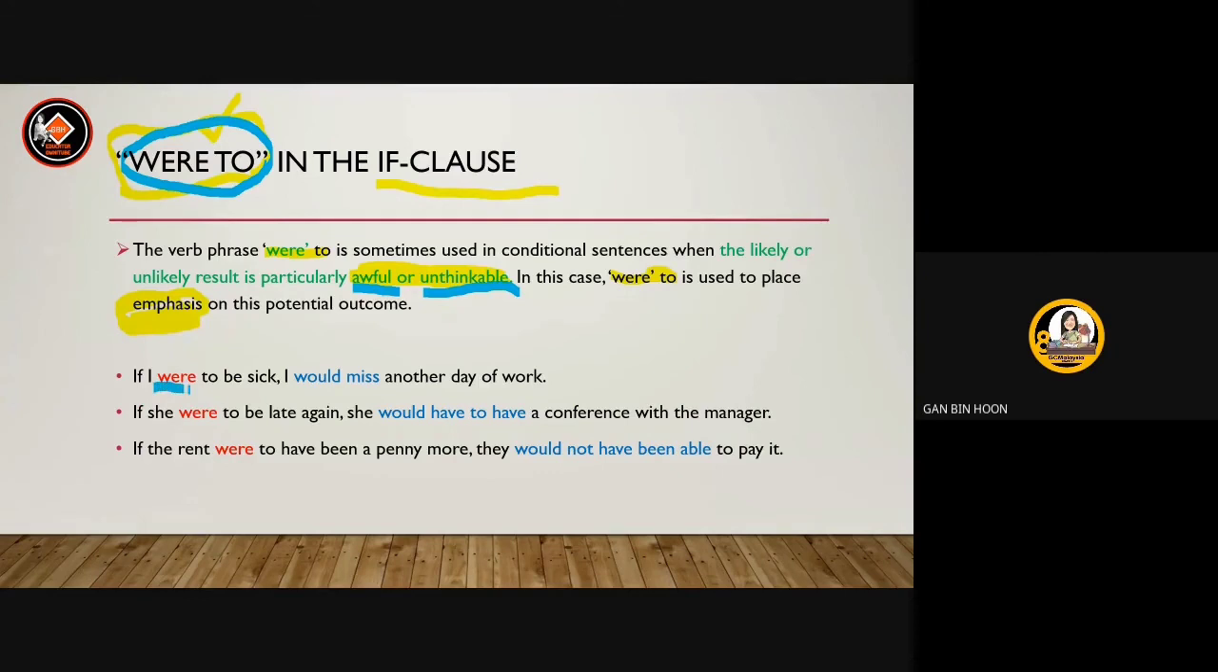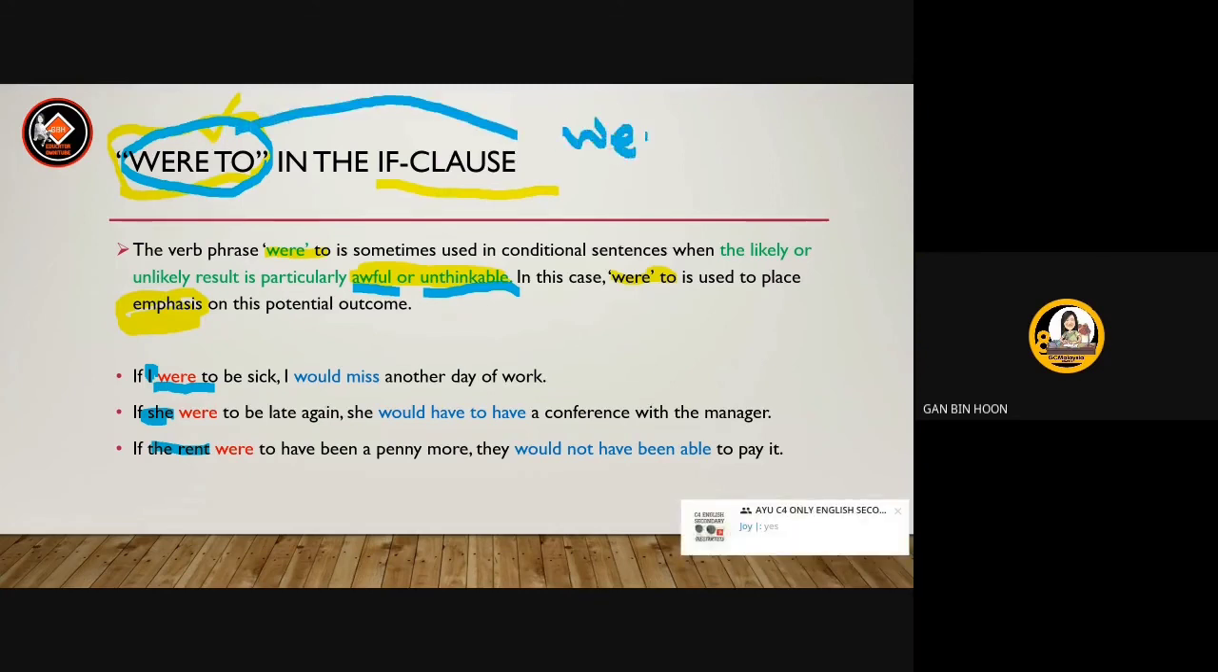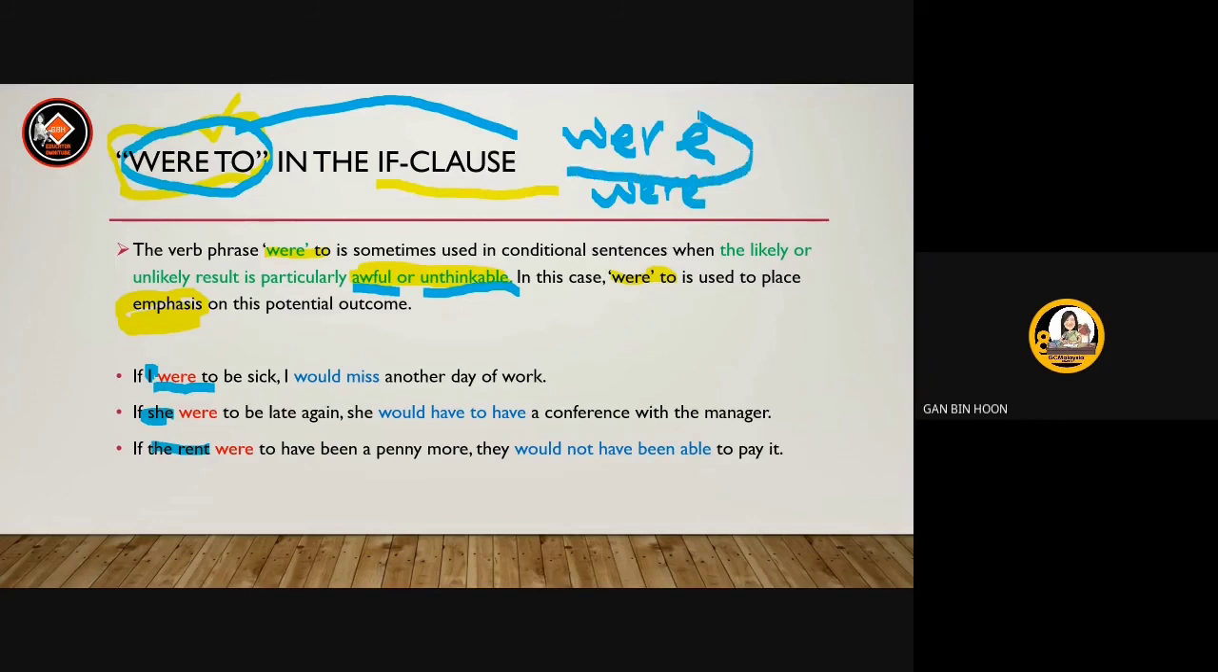Okay, example. If I were to be sick, I would miss another day of work. So, mungkin tak saya tak sakit? No. Ini bermaksud saya tak mungkin sakit because I'm very, very healthy. So, I'll never be sick. If I were to be sick, I would miss another day of work. So, here, you have to use were. Tak kisah apa. Tak kisah I, she, the rent or whatever. Don't care. The only thing we know is tak logic. We have to use were. Or negative, were not. Okay, were. So guna were.